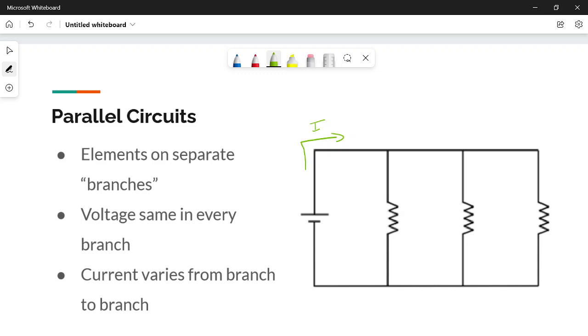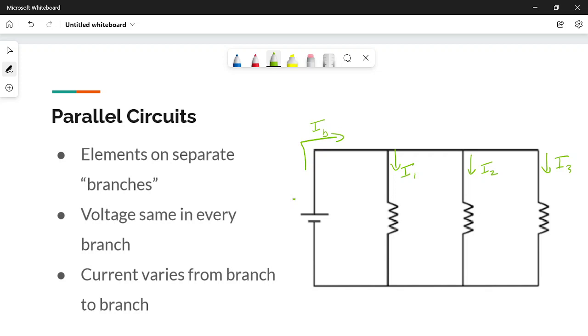And so I'm going to end up with, if this is the current through the battery, we'll call it, three different currents coming down through here. Because it splits, I'm going to get different currents there. And that's a little bit different.